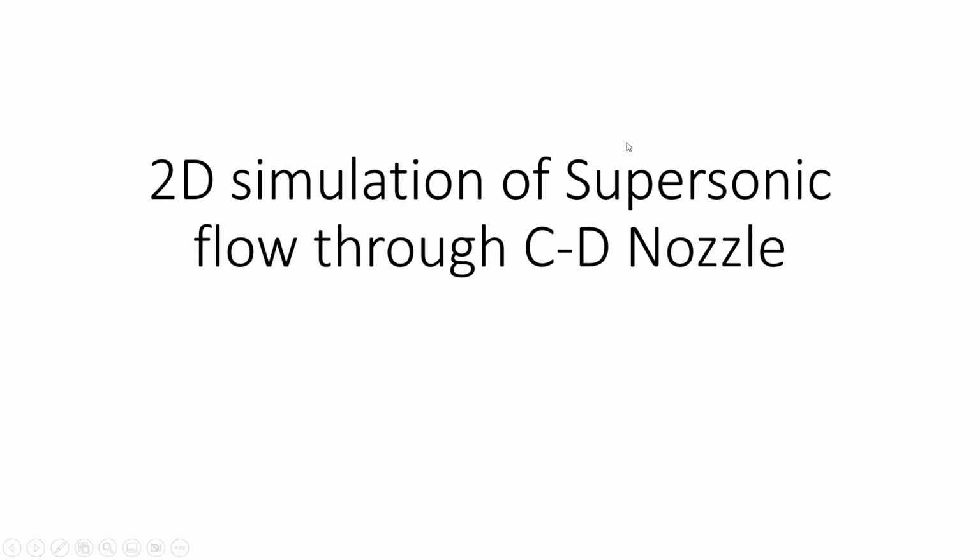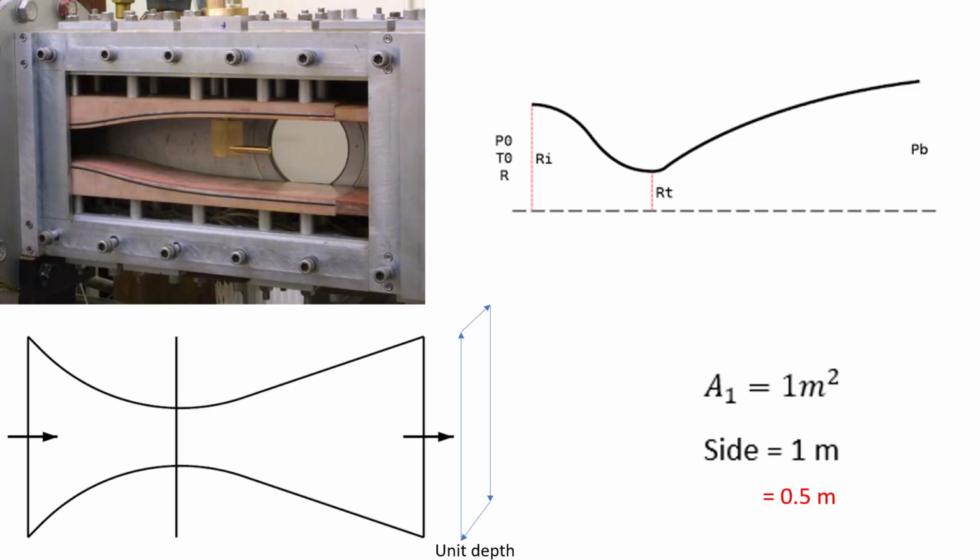So I'm going to explain supersonic flow through a CD nozzle using Ansys Discovery. I'm taking a rectangular duct CD nozzle, and I'm assuming the inlet and outlet area is 1 meter square. That means 1 meter height and 1 meter width, that is unit span.